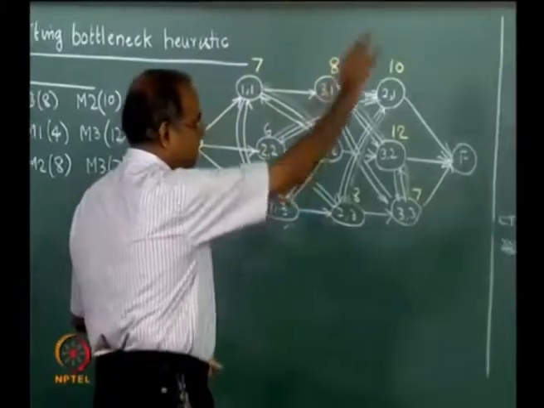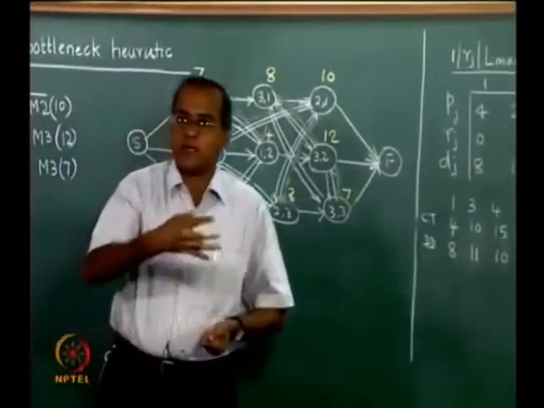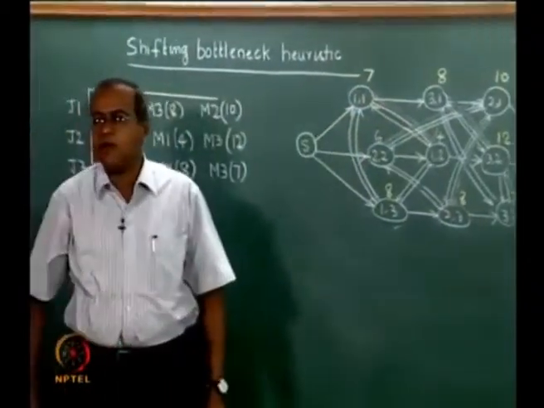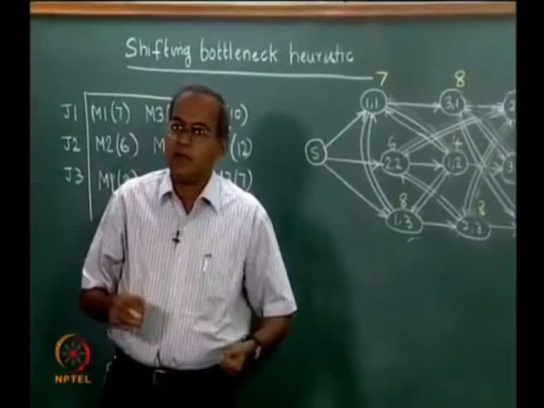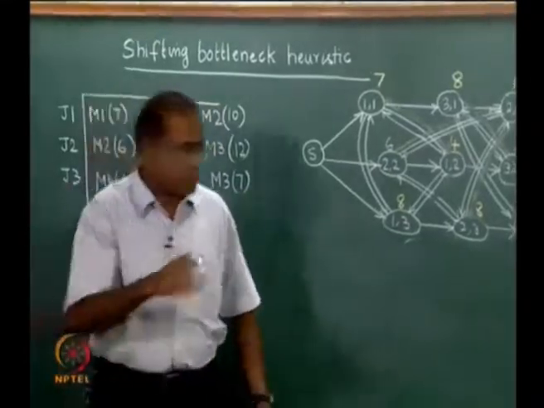Now, we have seen the 1 r_j L max problem, and now we have to go back and use this 1 r_j L max on the job shop scheduling problem, so that we try and get a good schedule at the end of the application of the shifting bottleneck heuristic. We will do that right now.